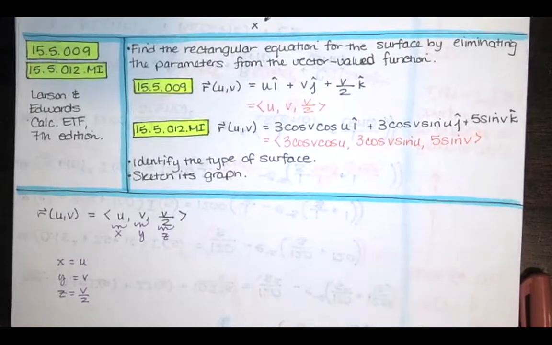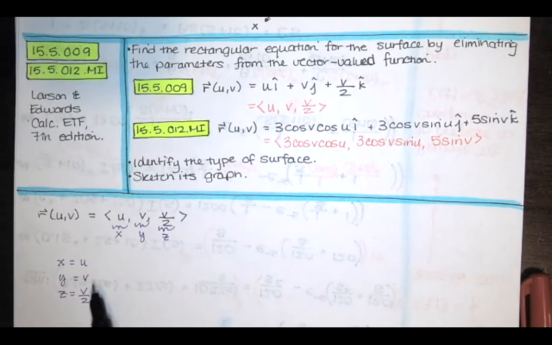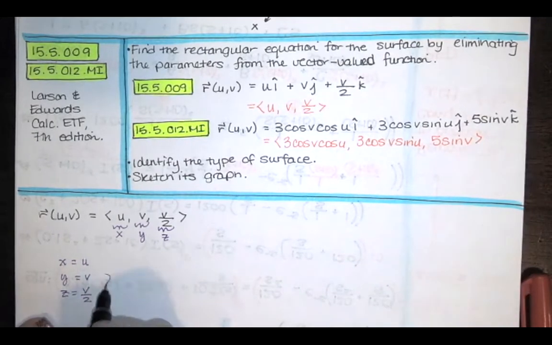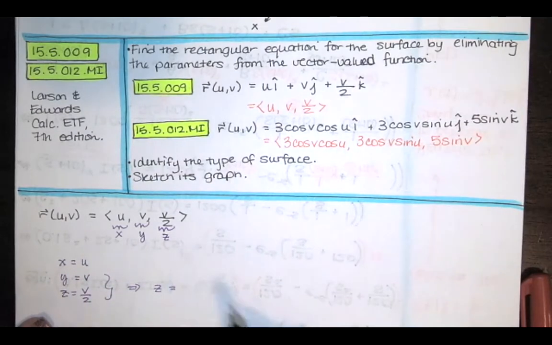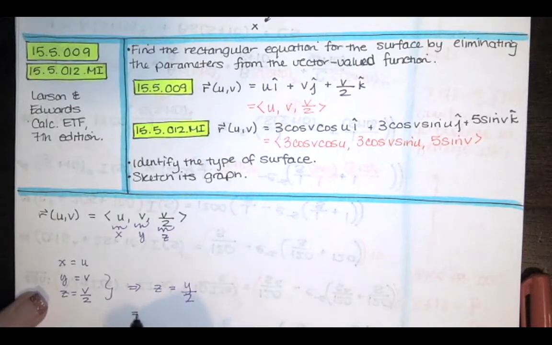And then we'll usually substitute to get rid of the variables. Now I see here that y is equal to v and z is equal to v over 2. I can replace this v with y, and that will get me the equation of the surface. So v is equal to y, so I'll plug that in for v here. So I have z is equal to y over 2. And that doesn't say anything about x at all, and it doesn't say anything about u. So that would imply that x is free to be anything, and we're just on the surface that is given by this equation.